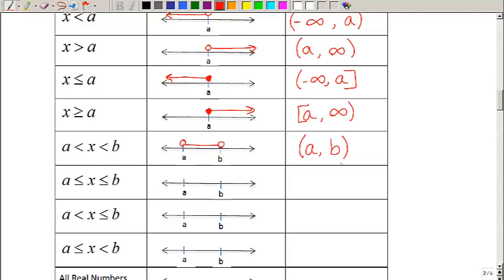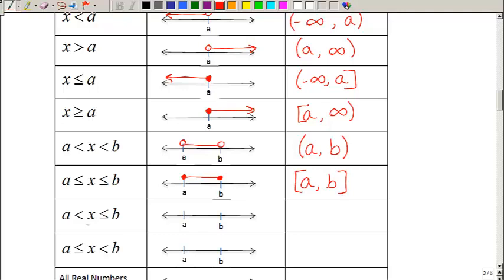On the next problem, a is less than or equal to x, which is less than or equal to b. I'm allowed to include both a and b, and x is between a and b, sandwiched between it, so I'm going to include all the values in between a and b, including a and b. The interval notation is a, comma, b, bracket on the a with a bracket on the b as well because you're allowed to include both endpoints.